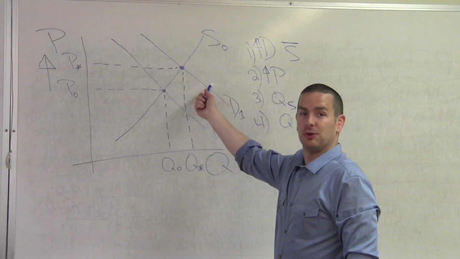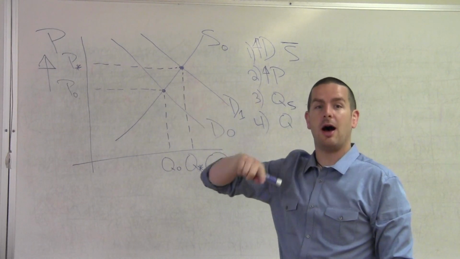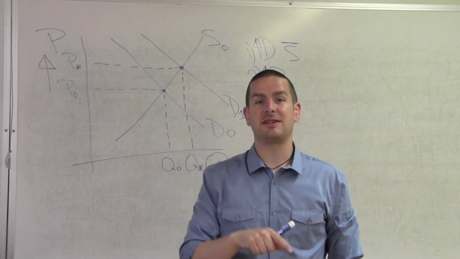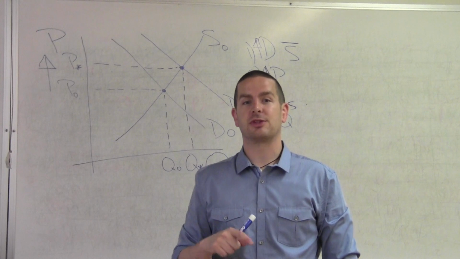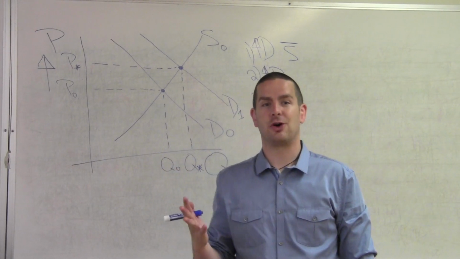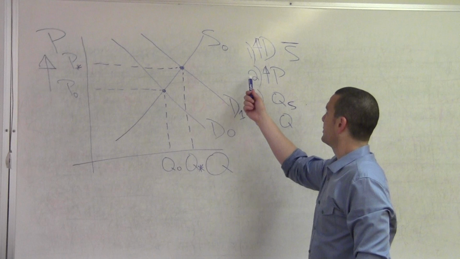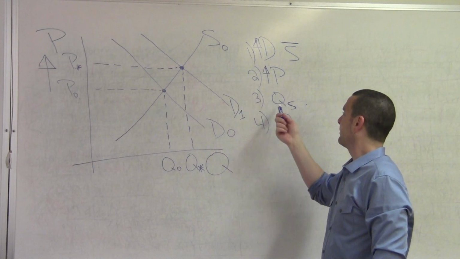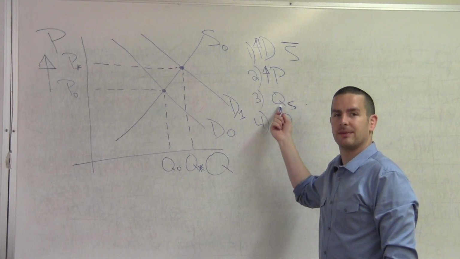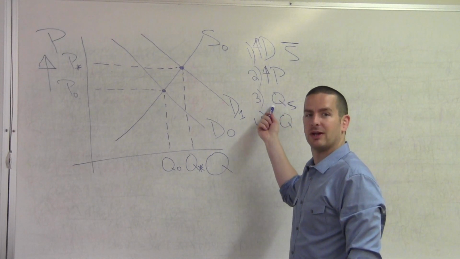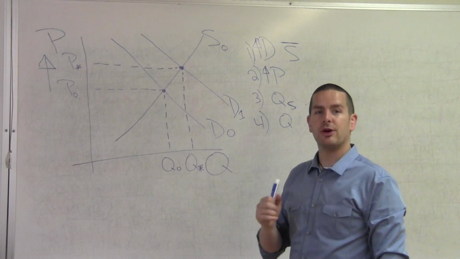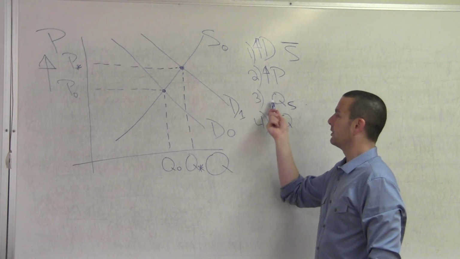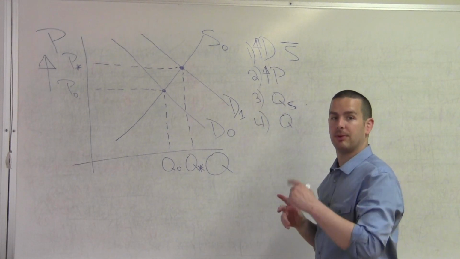In step 2, we saw that prices went up. Okay? The law of supply tells us that when prices go up, quantity supplied goes up. And that is the law of supply. So from step 2 to step 3, well, in step 3, we want to know about quantity supplied. Well, we know what's going to happen to quantity supplied because in step 2, we know that prices go up. Okay? So if prices go up, quantity supplied goes up.